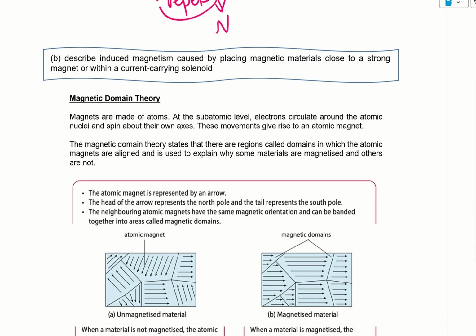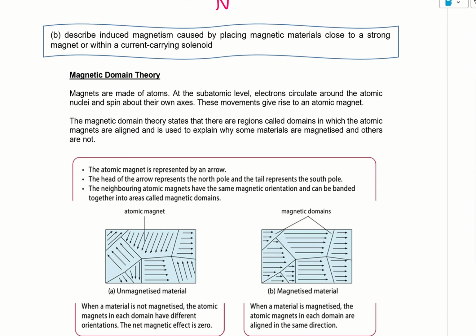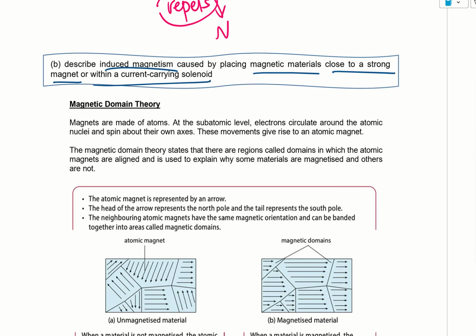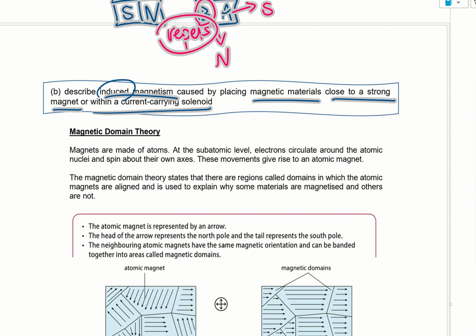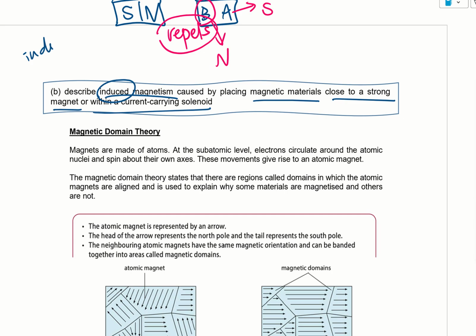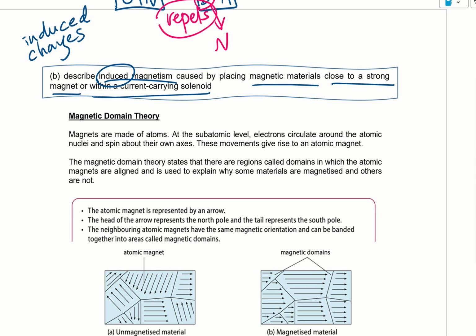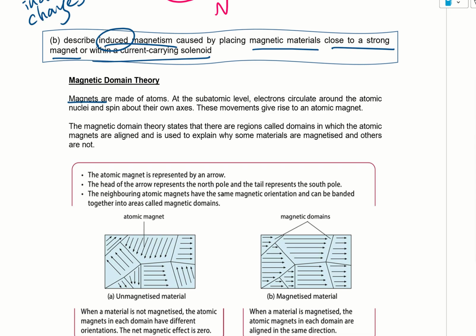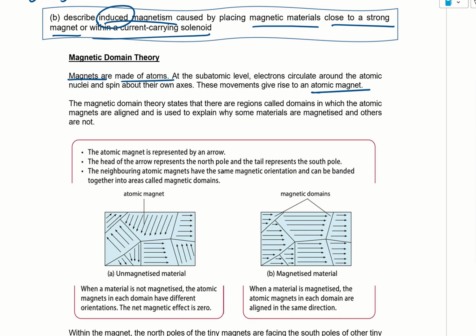Success criteria B: describe induced magnetism caused by placing magnetic materials close to a strong magnet or within a current carrying solenoid. We have talked about induced charges in the chapter of static electricity, so it's the same thing. The concept is that magnets are made of atoms. At the subatomic level, the electrons circulate around the atomic nuclei and spin about their own axis. This movement gives rise to an atomic magnet.